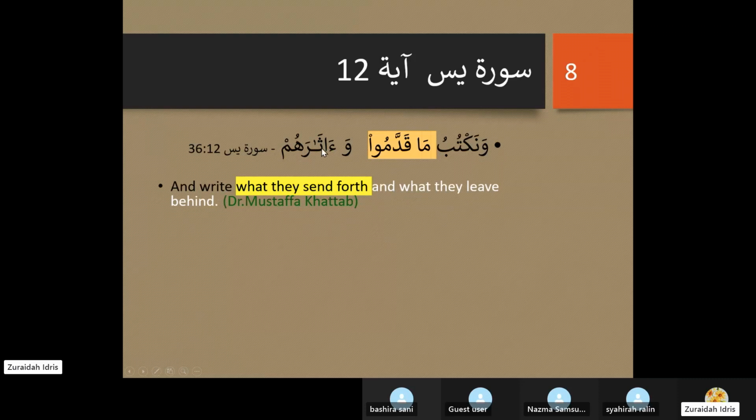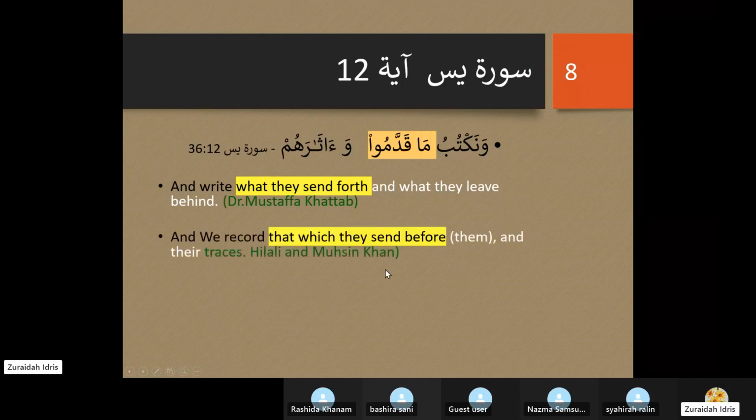And what they leave behind. But where's the ma? Where's the ma? So he's done this translation so that it flows well, okay? But actually there's no ma here. So I prefer this translation from Hilal and Muhsin Khan: and we record that which they send before them and their traces, yeah?